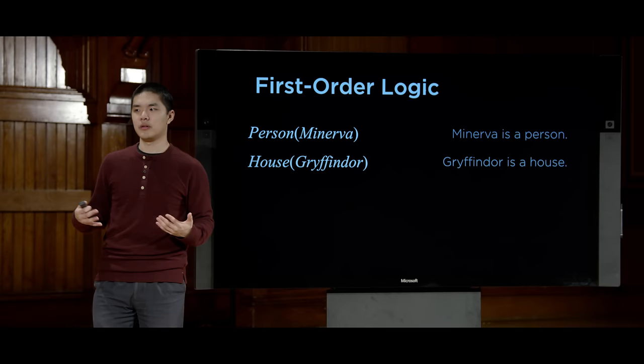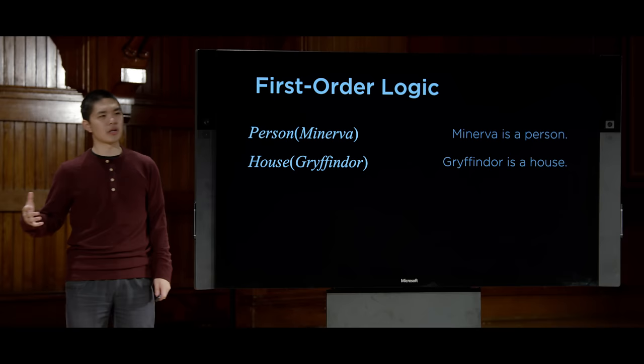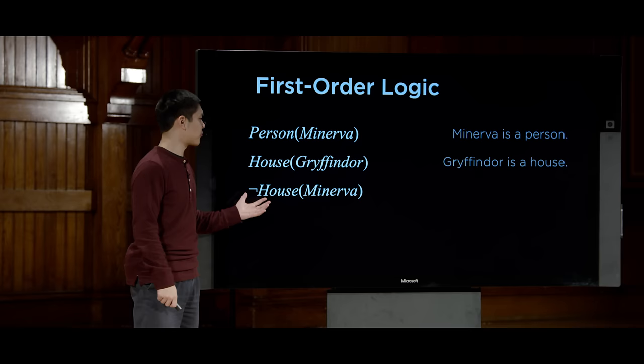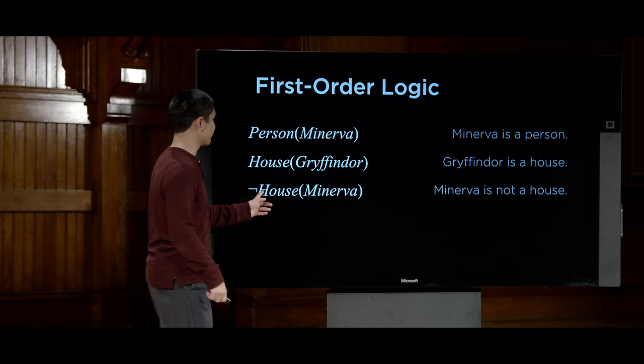And all of the same logical connectives that we saw in propositional logic, those are going to work here too. So and, or, implication, biconditional, not. In fact, I can use not to say something like not house(Minerva). And this sentence in first order logic means something like Minerva is not a house. It is not true that the house property applies to Minerva.